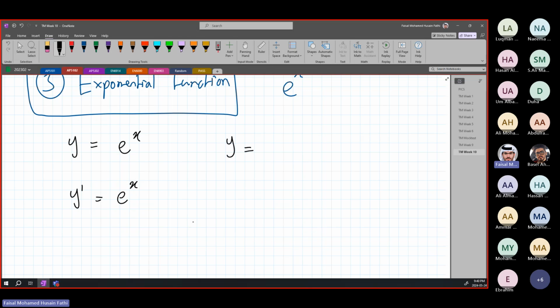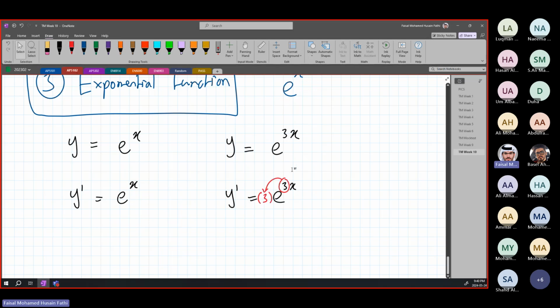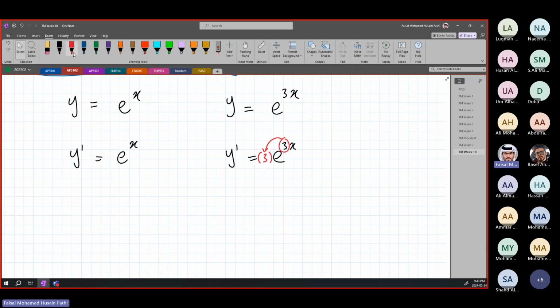But when will it change a little bit, very slightly? It's when you say, for example, e to the power of 3x. We will apply the same idea that we learned in the cosine and sine. We're going to be doing e to the power of 3x. Nothing will change, but you will take this 3 and multiply it outside. That's it. So your y prime is going to be equal to 3 e power 3x. This is how it is for any exponential function.